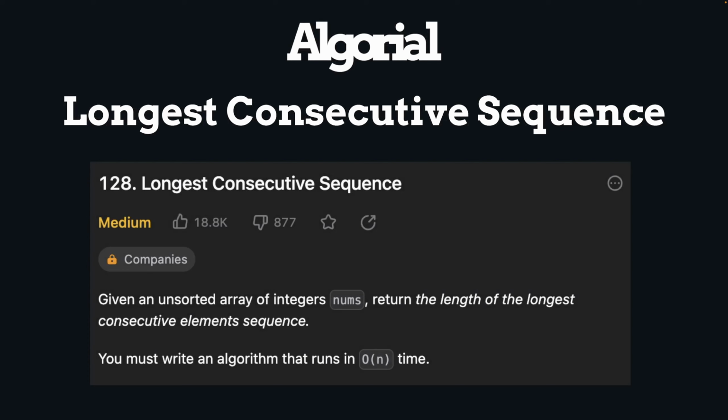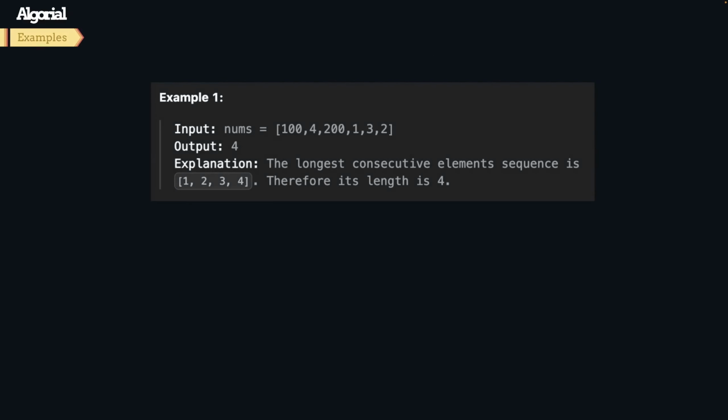Today we will solve the longest consecutive sequence interview question. This one is fairly easy to understand, so let's get into it. Here is the first example. We have this array, and as you can see, the longest integers that come in sequence one after another could be 1, 2, 3, and 4. So we just return the length of it.